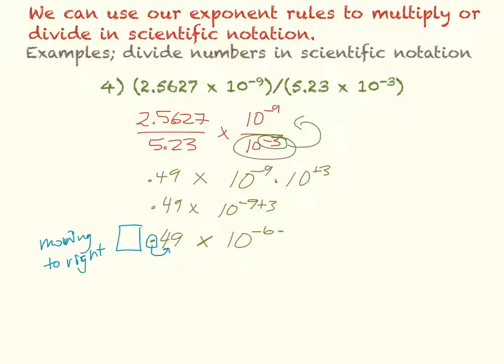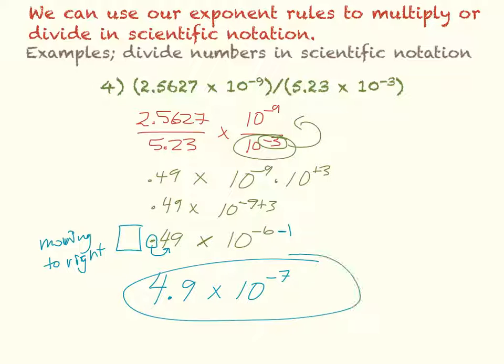So I need to subtract 1 on my exponent. So my final answer is 4.9 times 10 to the negative 7 power, and that would be your final answer.